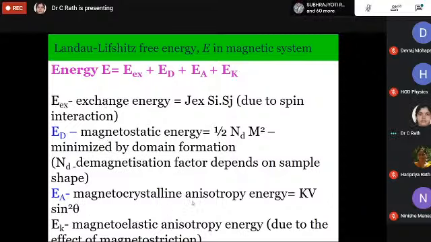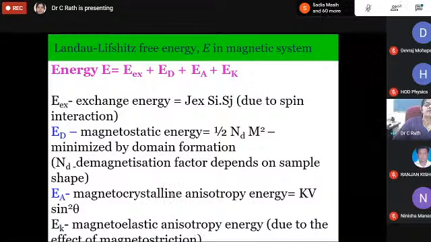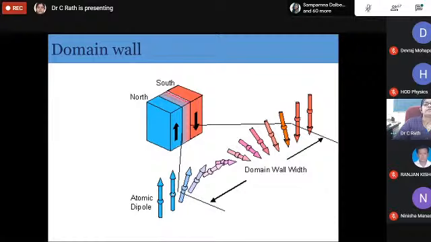Like magnetocrystalline anisotropy energy is proportional to your volume. As you reduce the volume into the nanocrystalline range, it decreases; if you increase the volume, this increases. Then there is magnetoelastic anisotropy energy due to the effect of magnetostriction. And all this energy is affected by reducing the size.